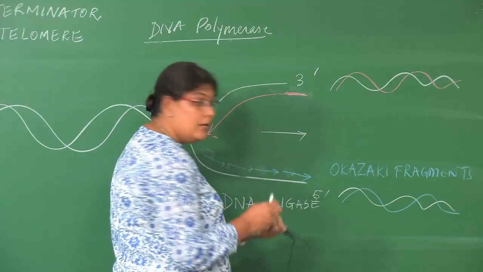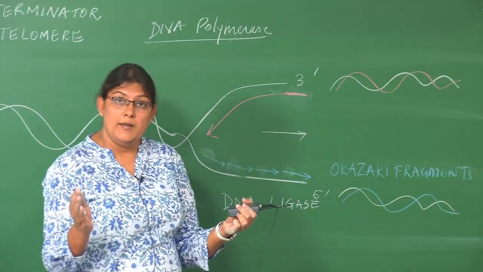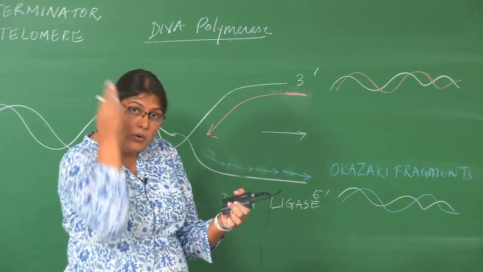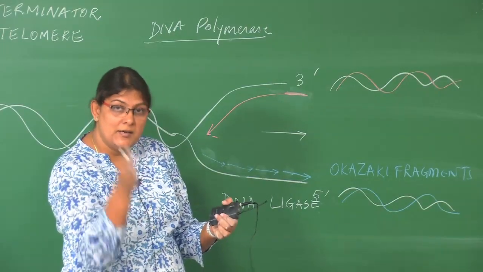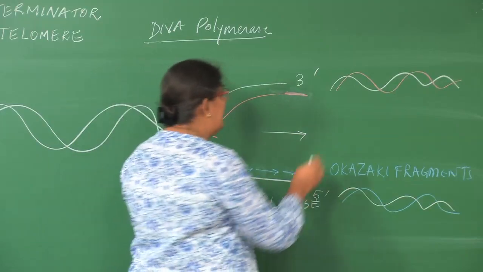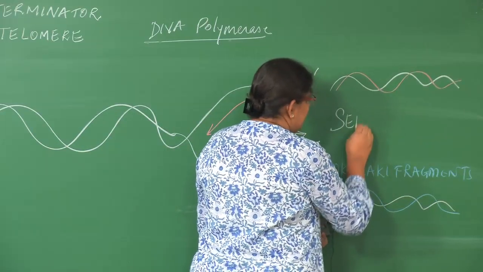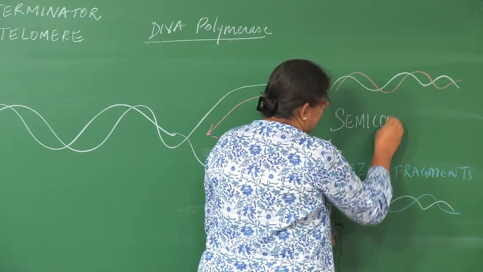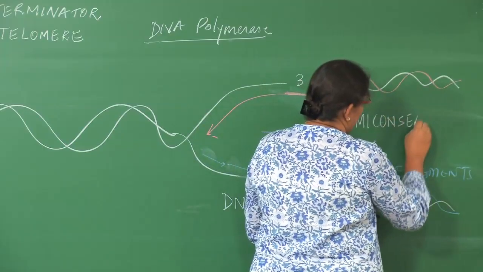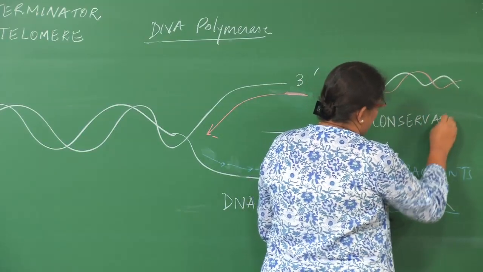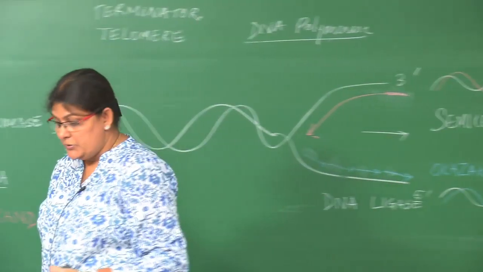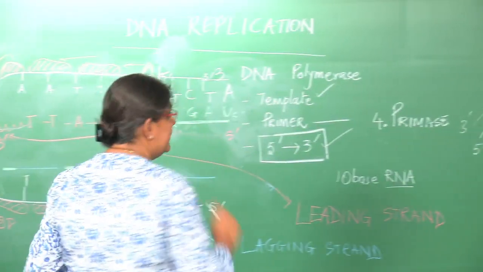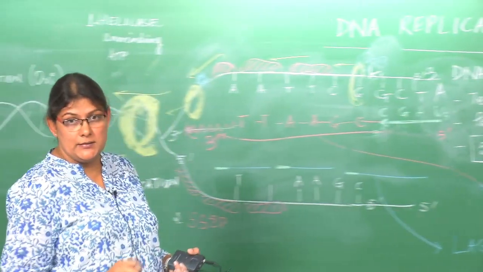So, such mode of DNA replication where it still has the original parental strand, one of it, and one of it is newly synthesized because of complementarity, is called semi-conservative mode of replication. So, with that we have covered how DNA replicates itself.